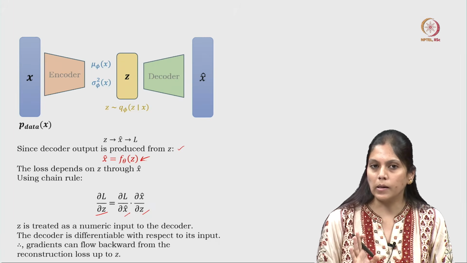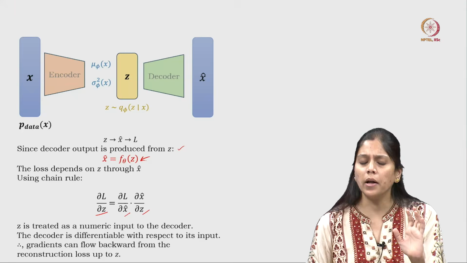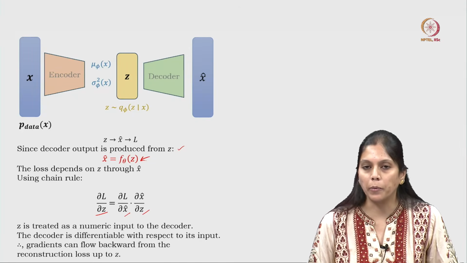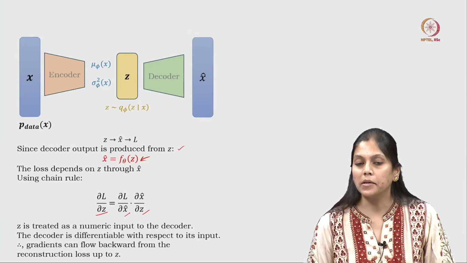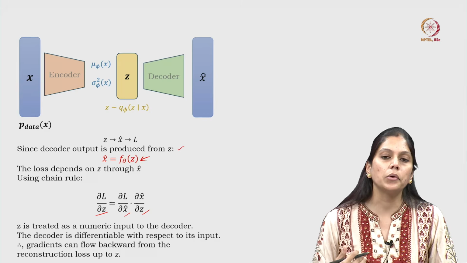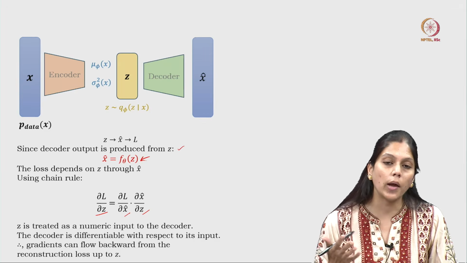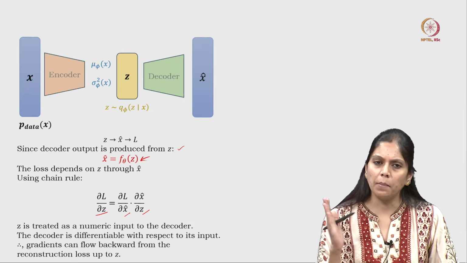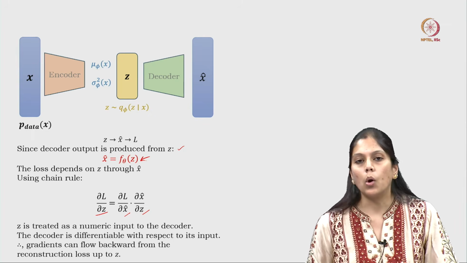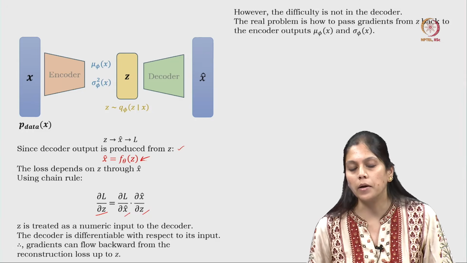So I hope this is clear. What is it that we have done? Our entire aim is to ensure that we are able to do backpropagation or not. Somewhere in the first slide we have seen that backpropagation is difficult. Now we are trying to understand why it is difficult, where it is difficult. So we were able to reach till Z very successfully. Okay. Now with this let us try to understand further.